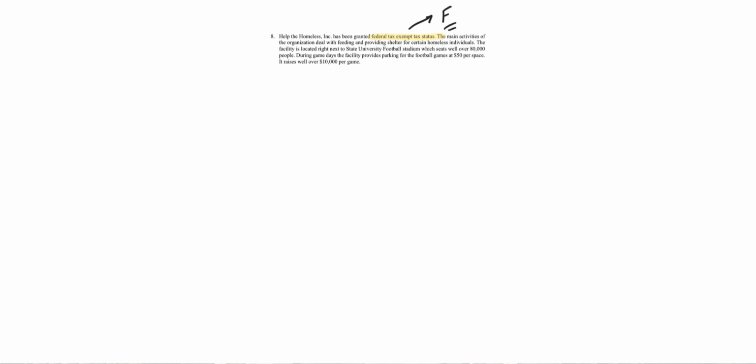Subchapter F. So you're saying, okay, well, this question's easy then. I just go to subchapter F and find the answer. You really have to understand what's going on economically. We know the main activities are feeding and providing shelter for the homeless. But it says that on certain days, because their facility is located next to the stadium, they sell parking spaces to people for $50 per space, which is not their main activity. That is another activity.